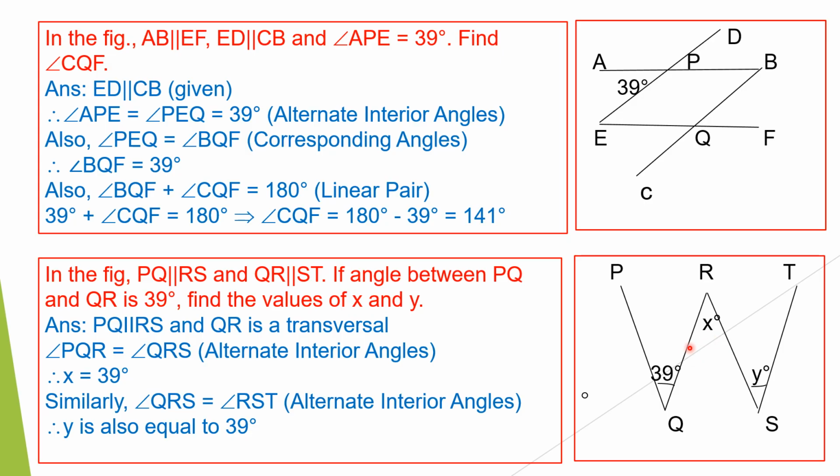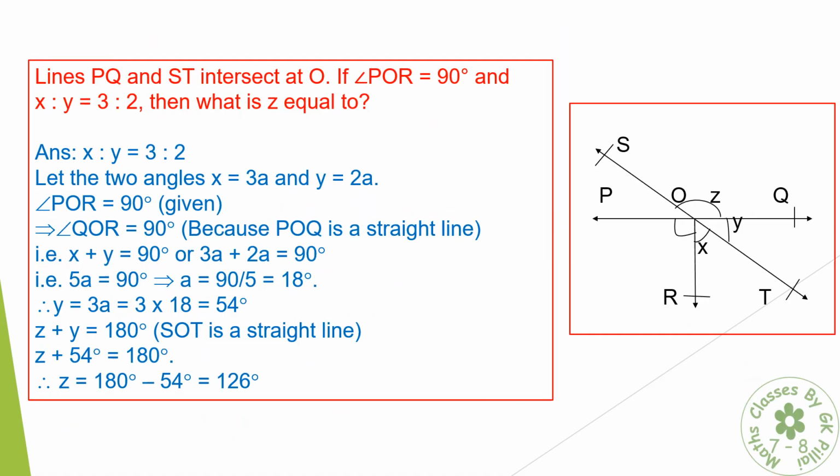And once again, these two lines are parallel and this is a transversal. So you got 39. This means y is also 39 degrees, alternate interior angles. Here, lines PQ and ST intersect at O and angle POR, this angle, is 90 degrees. Along with that, x and y are in the ratio 3:2. You have to find the value of z.